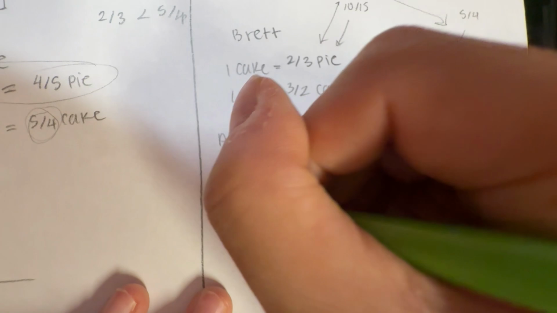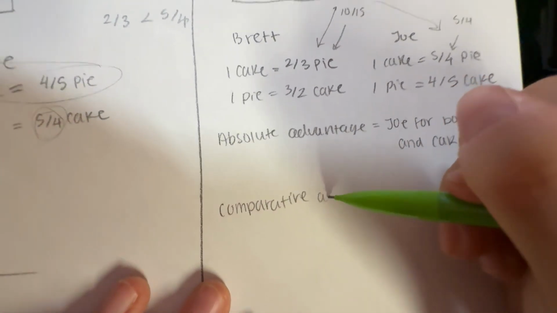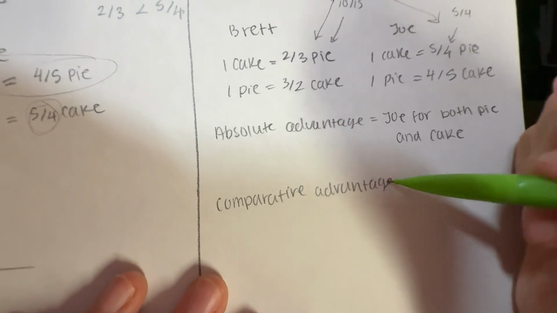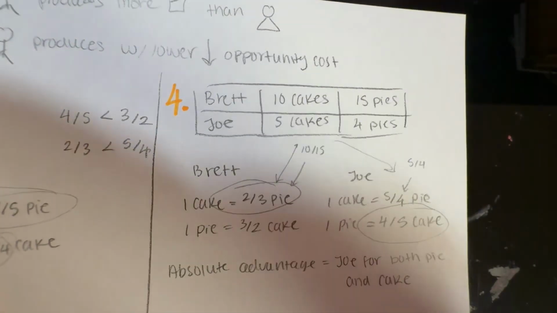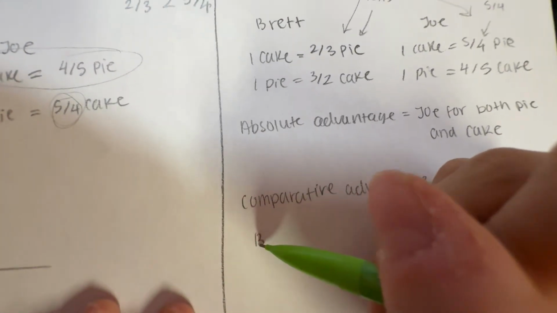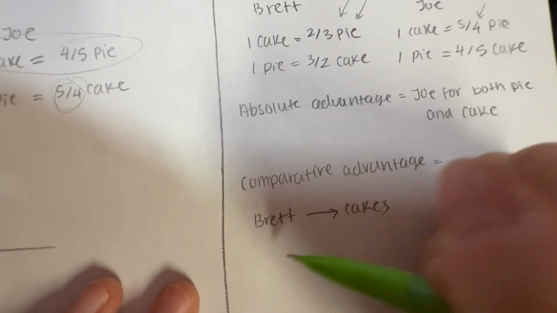Now for the comparative advantage. Since 2/3 is less than 4/5, this would mean that Brett has the least opportunity cost, and since he should now make the cakes. And since 4/5 is less than 3/2, then that means Joe has the least opportunity cost when he bakes a pie, so he should bake the pie now.